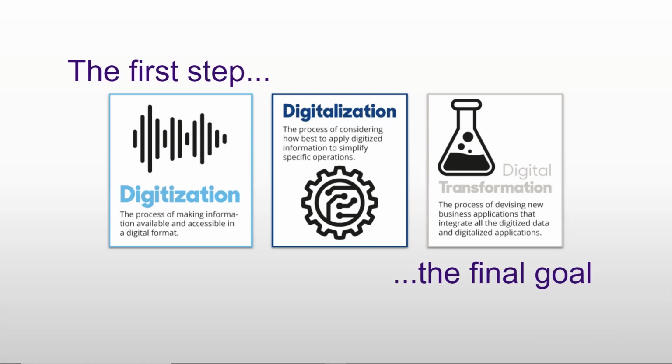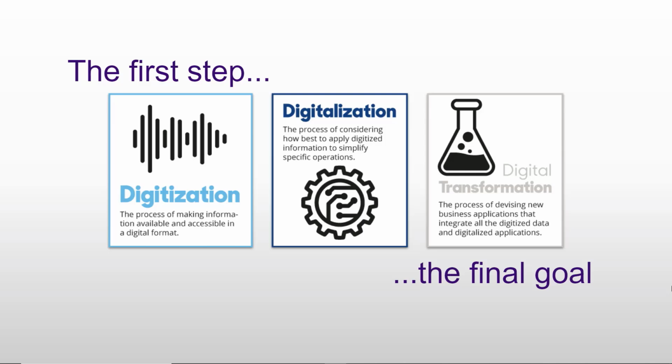Now today we'll be focusing on manual and automated digitization, converting analog data into digital information. But this is really just the first step in a larger process. The end goal is digital transformation. The next step would be taking the data and a process and automating that process.